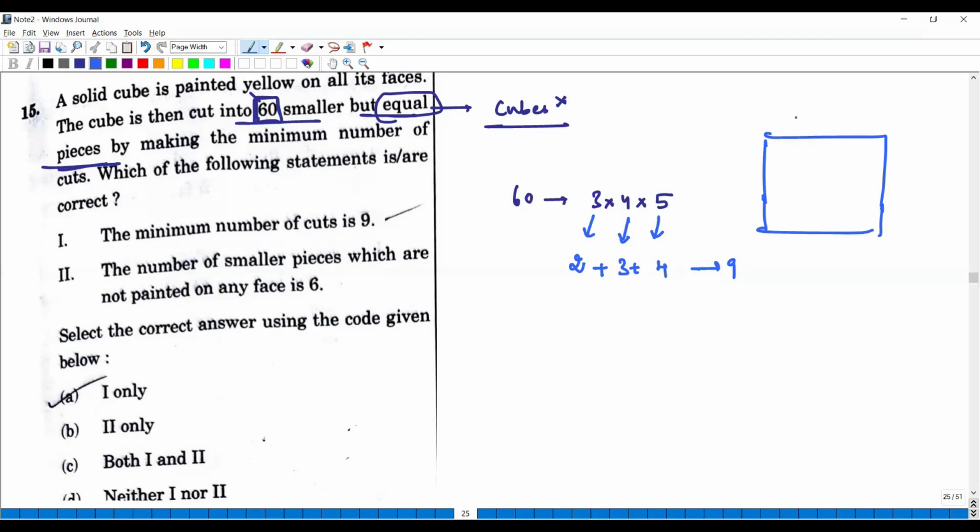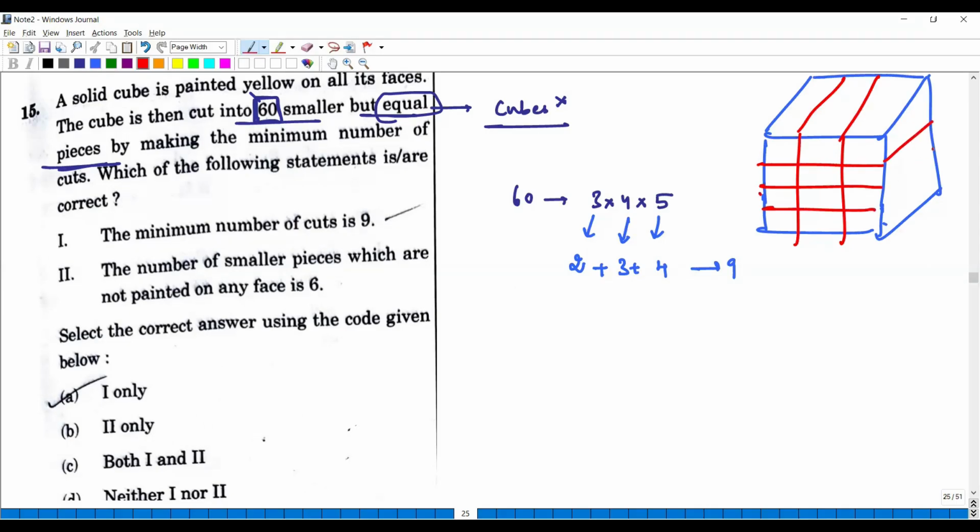This is a cube. If you want to make 60, here you apply 3 cuts, here you apply 4 cuts, here you apply 5 cuts. 1, 2, 3, 4, 5. So that you'll be able to divide it into 60 pieces. So along the length, the breadth, the height, this is what you have to look at. Along one axis, x-axis 3, y-axis 5, z-axis 4. So 3, 4, 5 cubes you do.